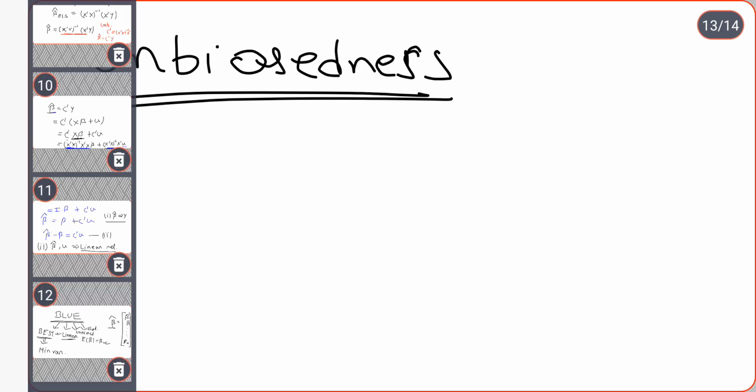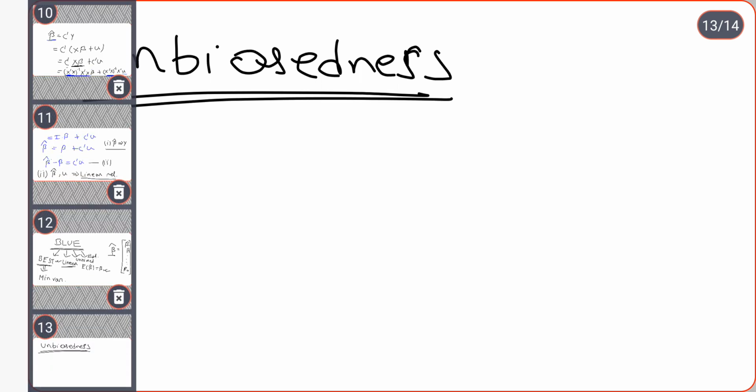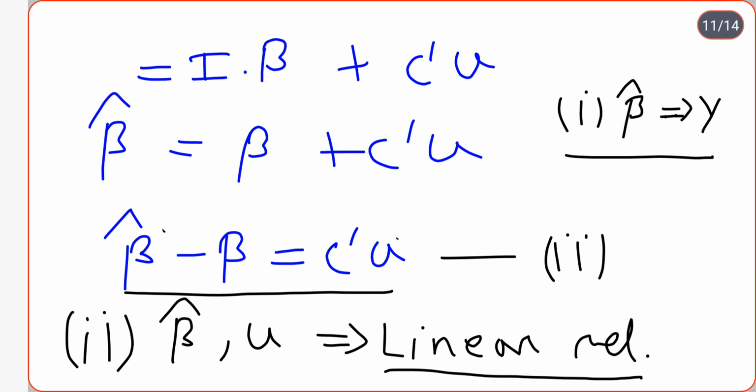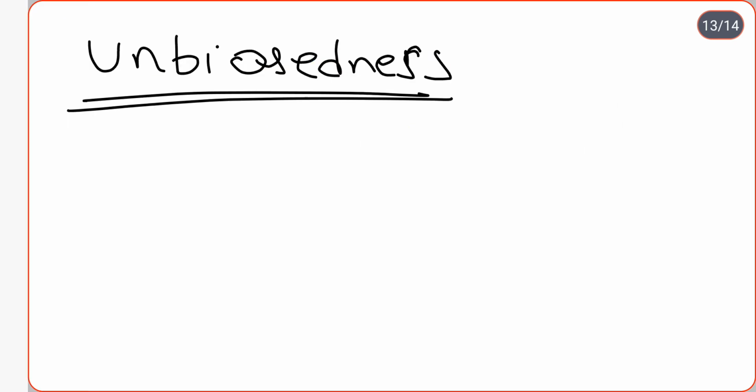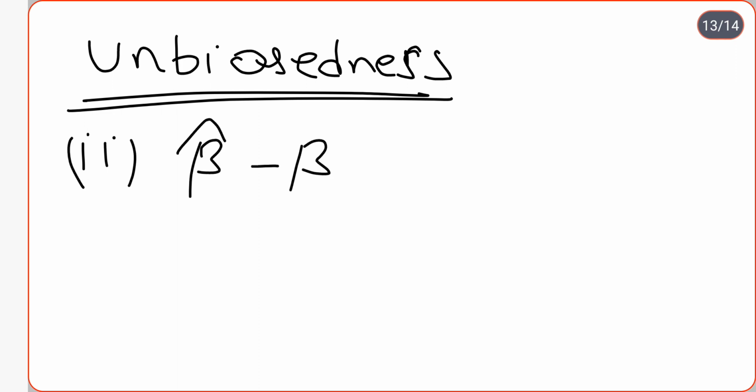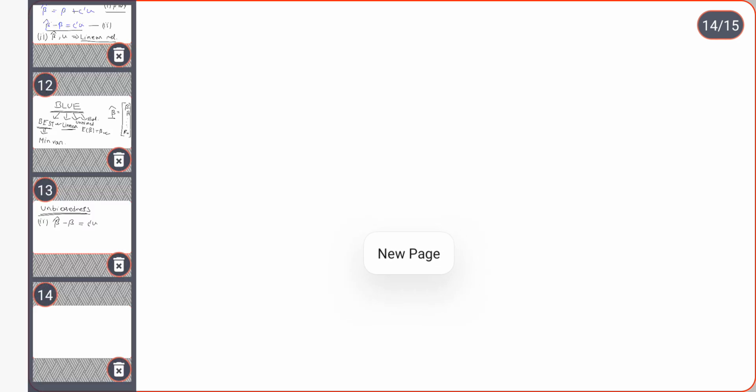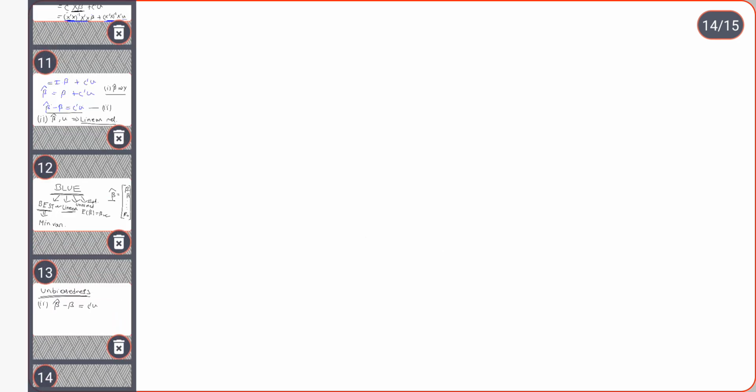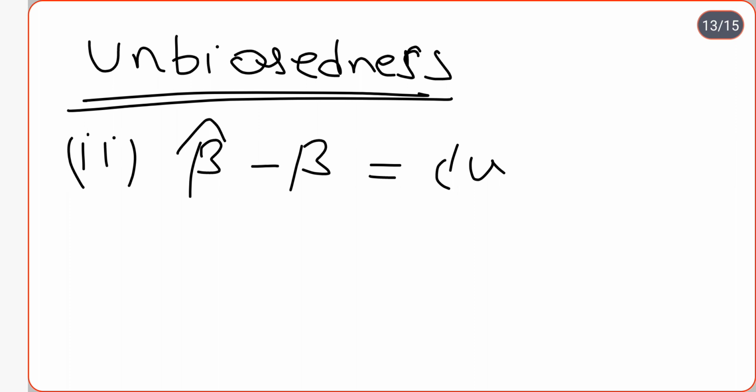Unbiasedness is a very easy proof basically. Remember this equation 2 only. This equation 2 is very important for proving unbiasedness. I will write this equation 2 again: beta hat minus beta equals C prime u. So this was our equation 2. Now I want to send this beta to the right hand side. It will now be beta hat equals beta plus C dash u.